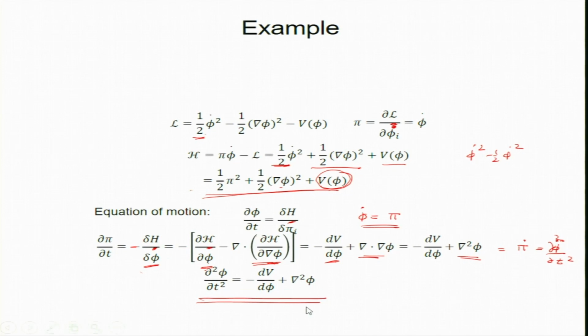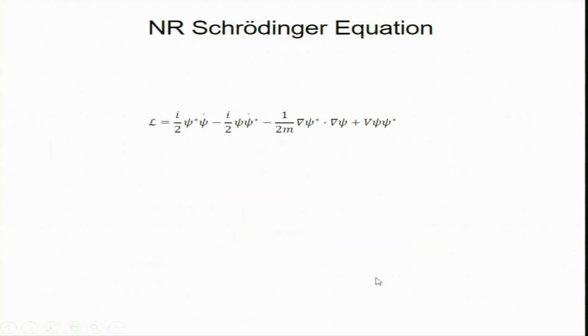I think I will do the other example later, because it's already close to saturation. This one is quite important. You can write down the Lagrangian for the non-relativistic Schrodinger equation, and I will do it in the next class. In fact, we need to spend some time on it, so we will do it in the next class.